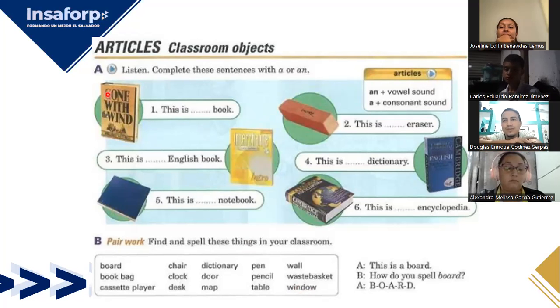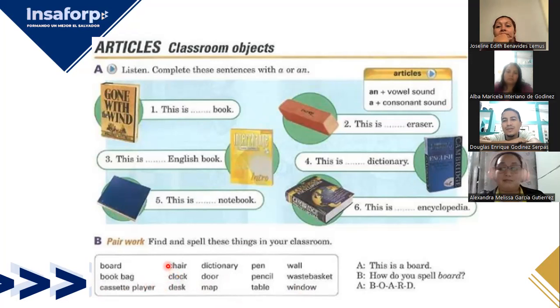Carlos Eduardo, you didn't participate, right? Okay, teacher. Carlos, help me with this one that we have right here. This is a chair. A chair, okay. How do you spell chair? C-H-A-I-R. Okay, thank you. Thank you for your participation.